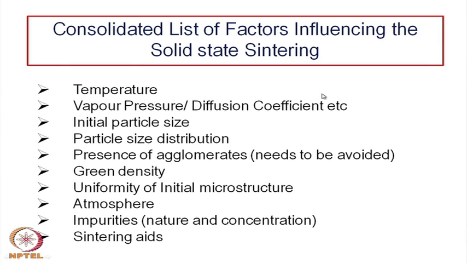Vapor pressure and diffusion coefficient we have already discussed, they also have an indirect effect of temperature. The vapor pressure is dependent on temperature, the diffusion coefficient is also dependent on temperature, and because sintering involves mass transport, these parameters are also of utmost importance in the sintering process.